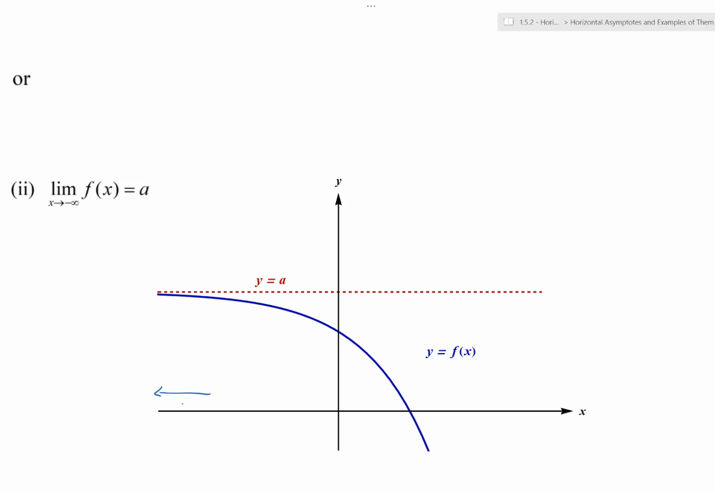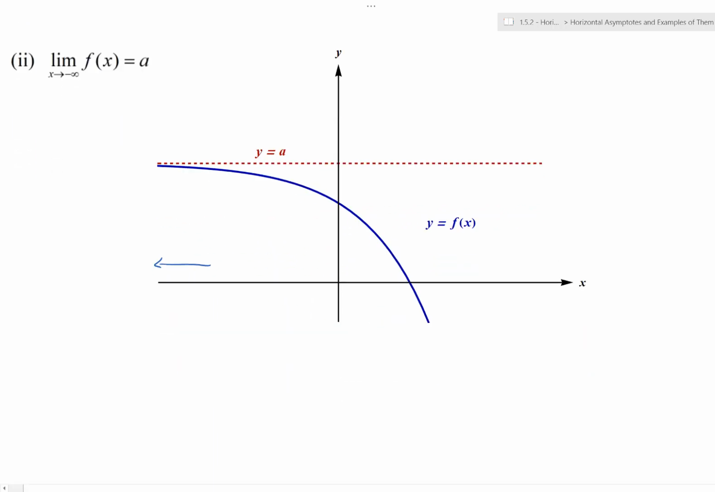So really, horizontal asymptotes are just horizontal lines for which a function is approaching that output number if x gets very, very large in the positive direction or very large in magnitude in the negative direction. Long-run behavior: the function approaches some particular output value, then y equal to that output value is a horizontal asymptote for the function. So that's how we define it.